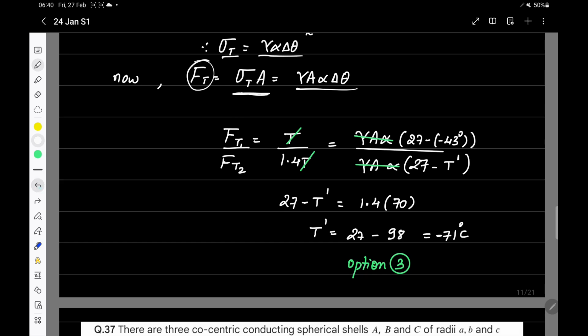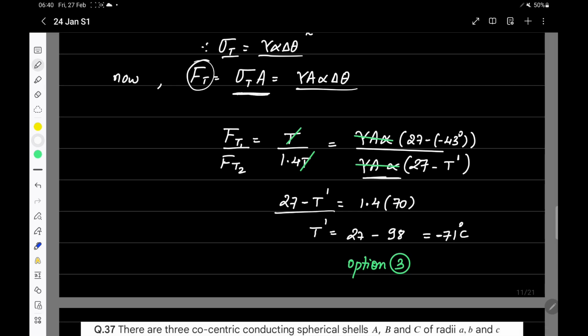Now if I take the ratio of the tension initially and finally, that is T divided by 1.4 T, right? On the RHS, it should be equal to Y alpha A into the initial change in temperature, which is 27 degrees Celsius to minus 43 degrees Celsius. Similarly, Y alpha A into the final change in temperature, from 27 degrees Celsius to some unknown temperature T dash that we need to find. So Y alpha A will get cancelled. On the LHS, tension and tension will get cancelled.